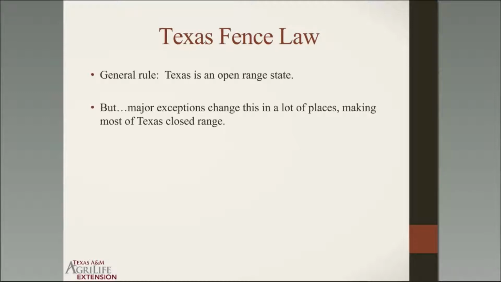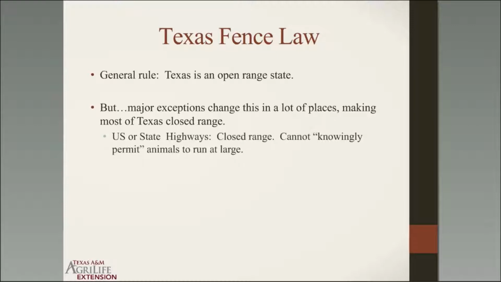All right, so here's kind of how this works. The starting place for any analysis in Texas is that Texas is an open range state, unless there has been a law passed that changes some portion of the state from open range to closed range. All right, and those laws come about in two ways.